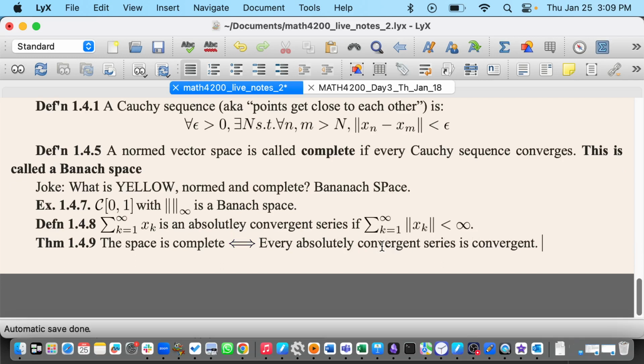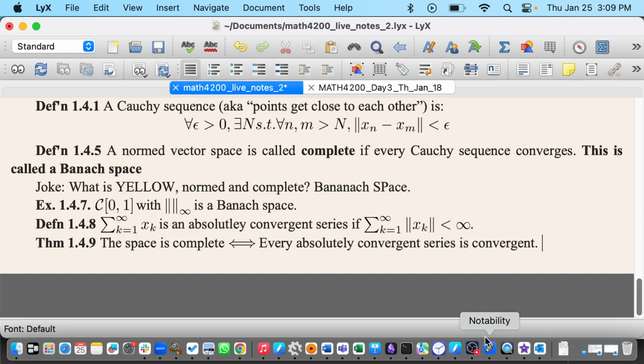Right? So absolutely convergent means something about the norms, and being convergent means you converge as vectors, and these two things are exactly related by the same kind of Cauchy thing as before, right? So if you can measure the norms of the things, and those are convergent, then it will be a convergent series.